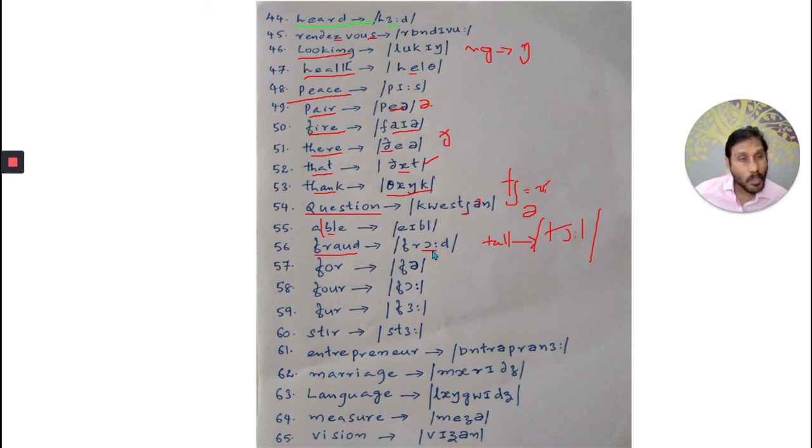O long O, second O in symbols. F O R, for. R is silent, for. F O R, four. Second O. F U R, fur. Fur means some kind of sheepskin or wool. F U R, fur. Okay.